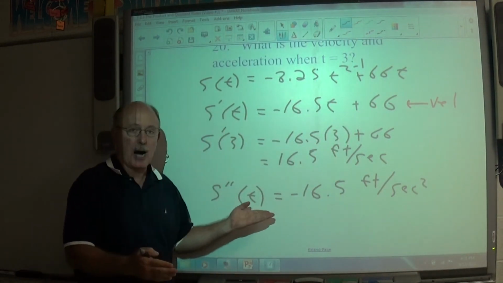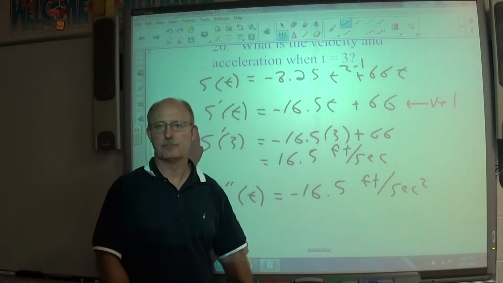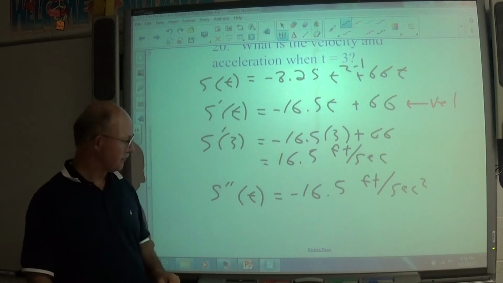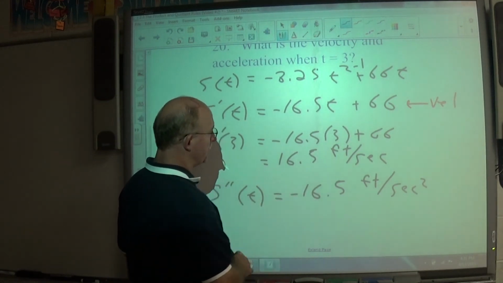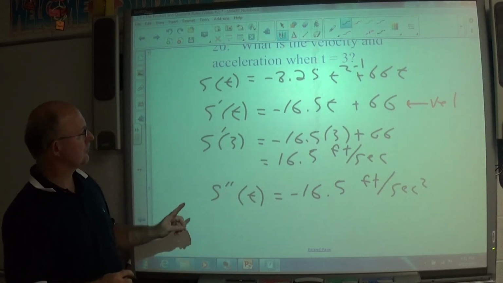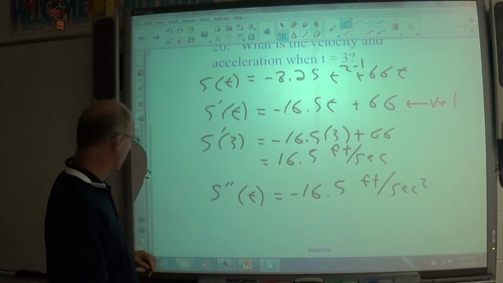Now the acceleration is constant everywhere. So at t equals 3, that's the acceleration. So we're done. Now, so we got our velocity is 16.5, and our acceleration was negative 16.5 feet per second squared. All right, and we'll stop here.